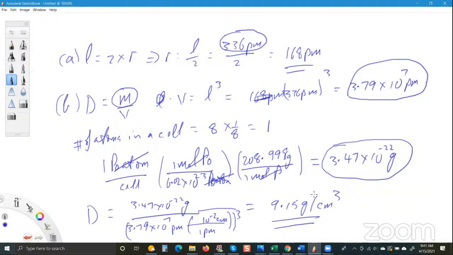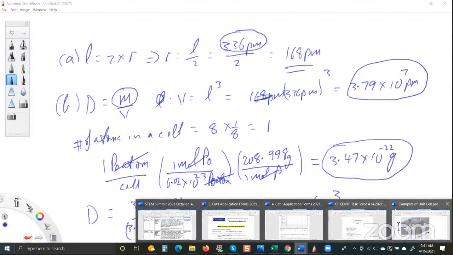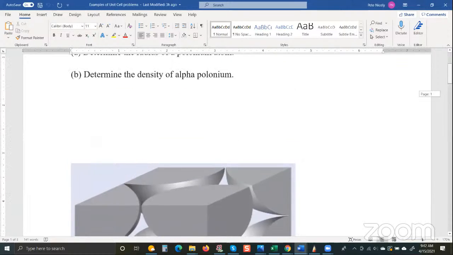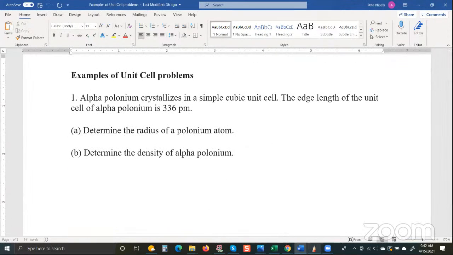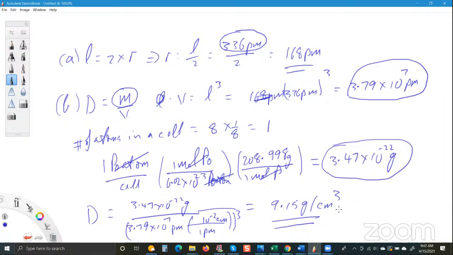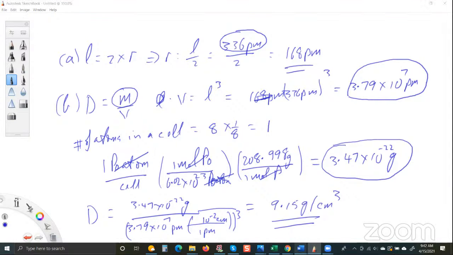So that's basically how we answer the B part. Let me just check something here. B part, yes. So that's basically how we determine the density of polonium in this example based on the information given. Any questions about this? Okay, moving along. Let's move on to the next example.